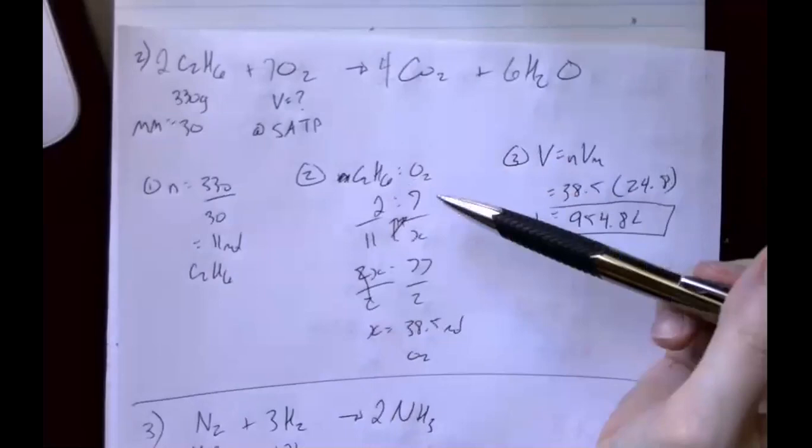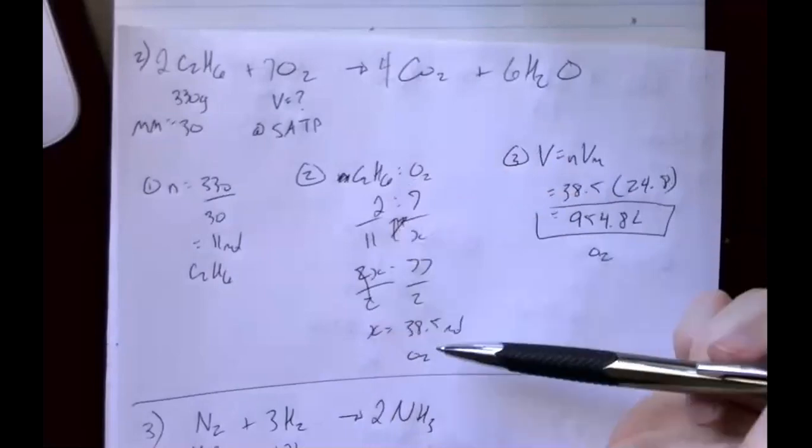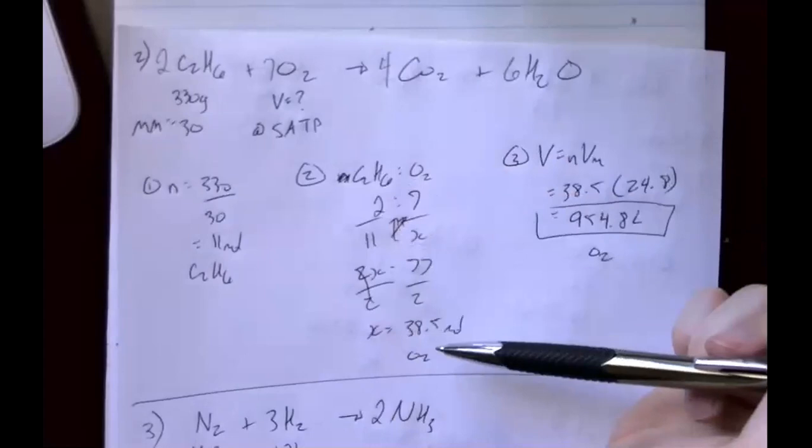Then I set up my mole ratio. It is a 2-to-7 ratio between ethane and oxygen. And I plug in my 11 moles of ethane, and I solve for 38.5 moles of oxygen.